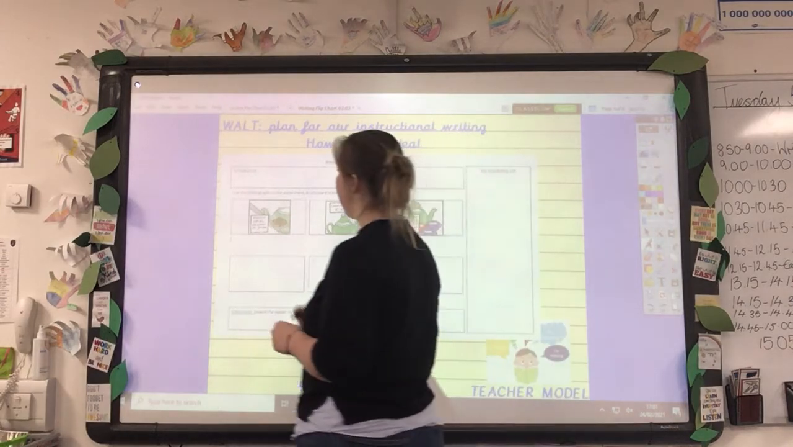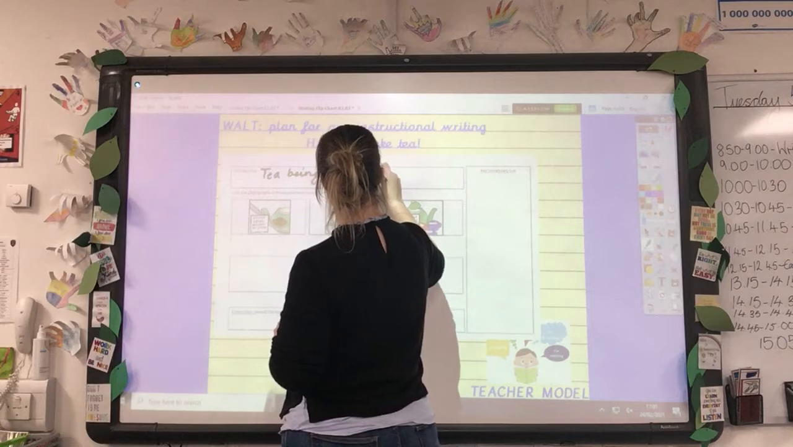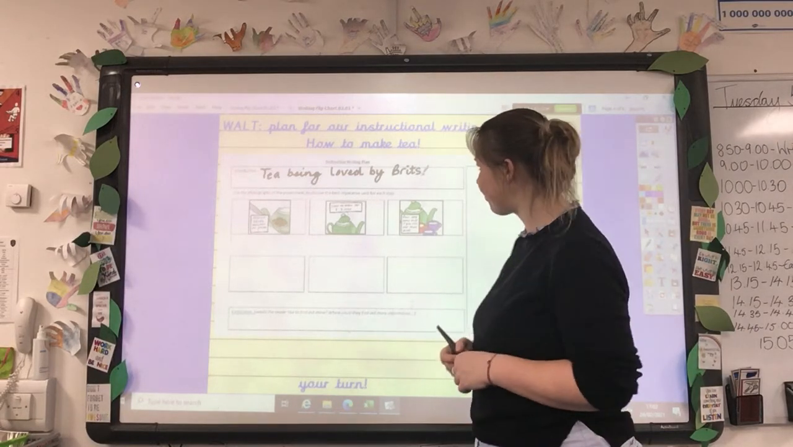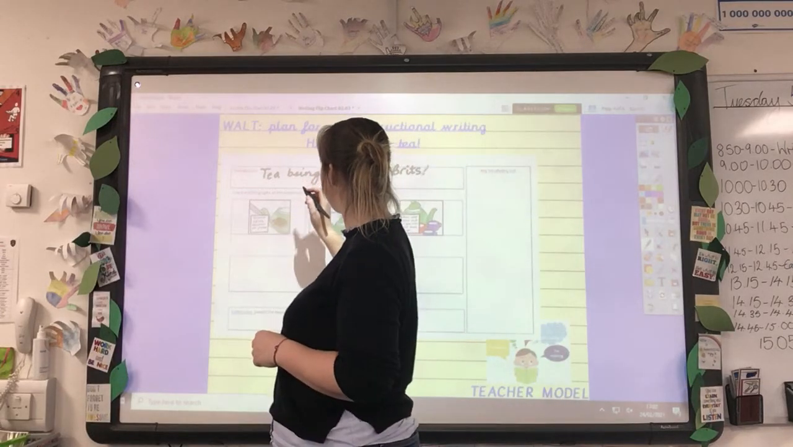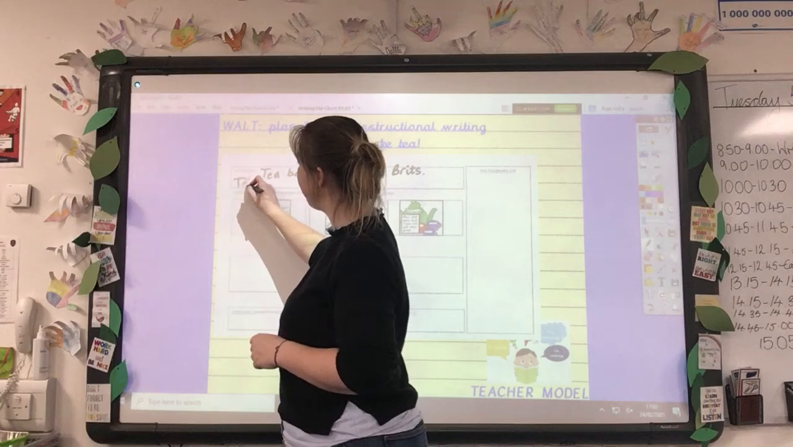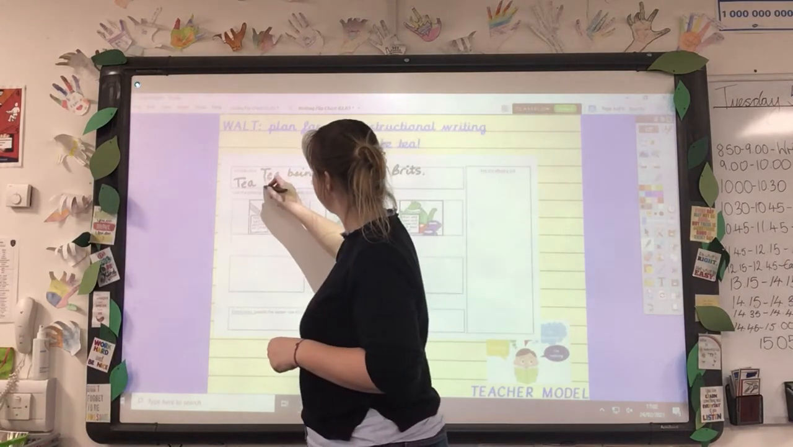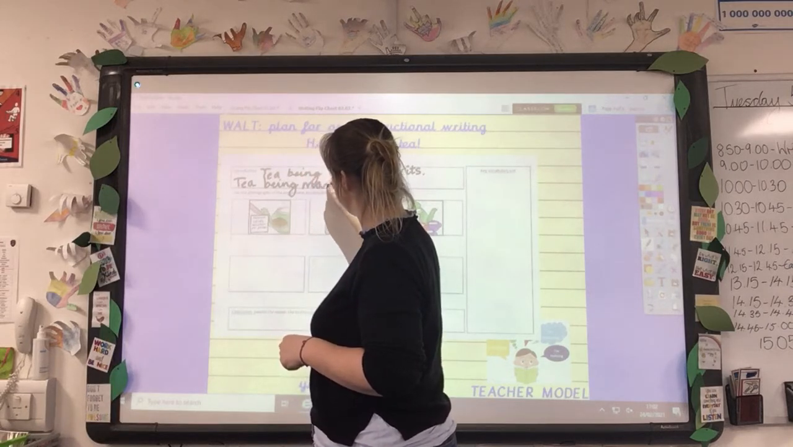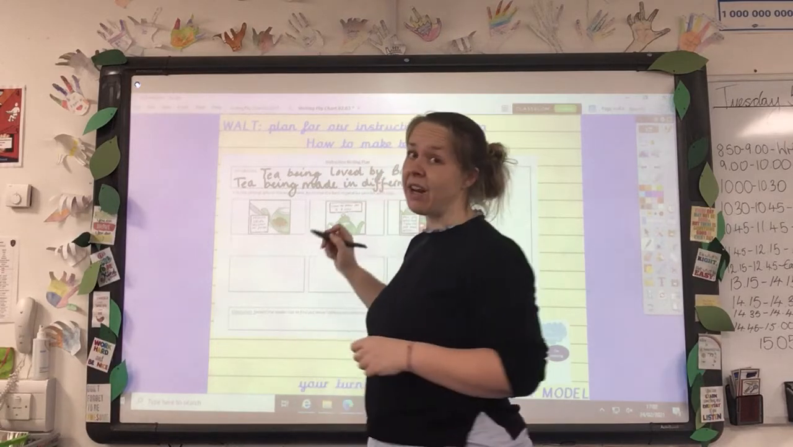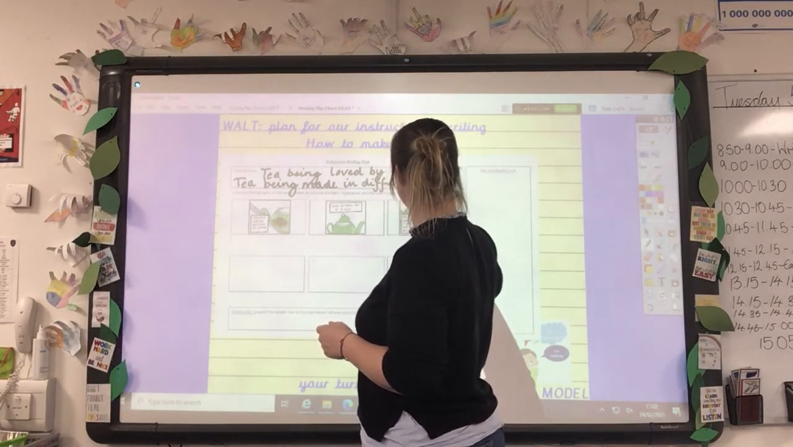I think I would say something about tea being loved by Brits, so people from Britain. So starting by just talking about tea in general. Then I think I would have something about people making tea in different ways. Because everyone tends to make tea differently. Sometimes people pour the milk in before they add the hot water. Sometimes they pour it in afterwards. And then I think I would also introduce my task as to what I was going to do. So I'm just going to say introduce task.